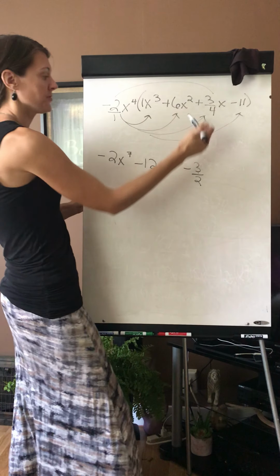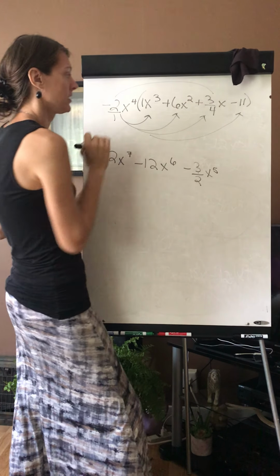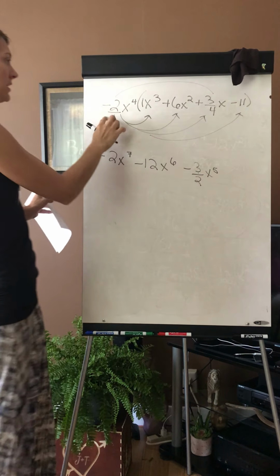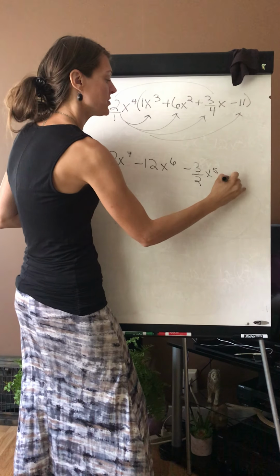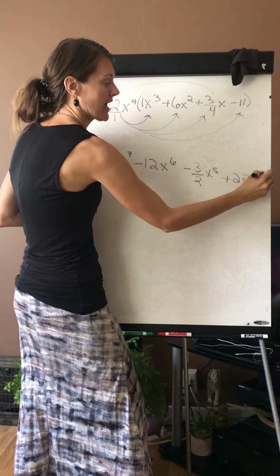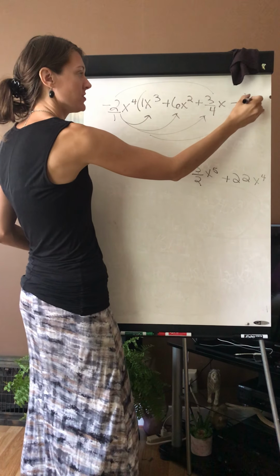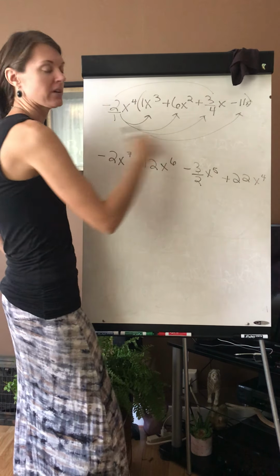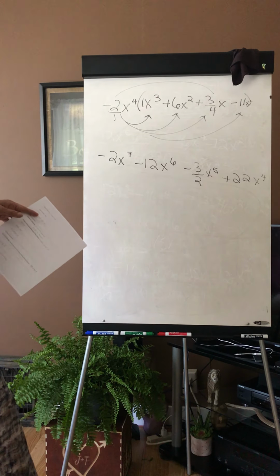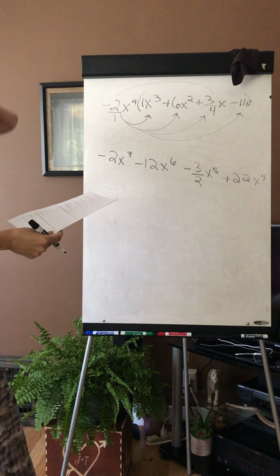And then x to the 4th times x is x to the 5th. And lastly, -2 times -11 is +22, and then we'll just tack on the x to the 4th at the end. Again, you could think of this as x to the 0th, so 4 plus 0 is still just 4. And that is our final answer.